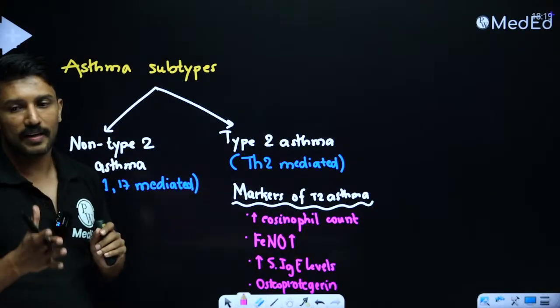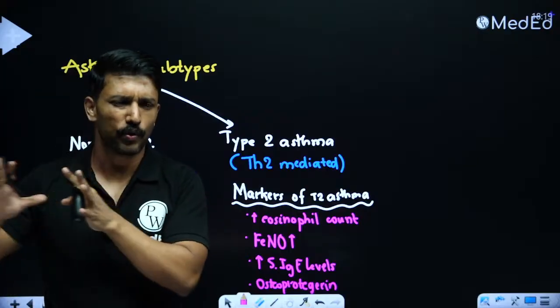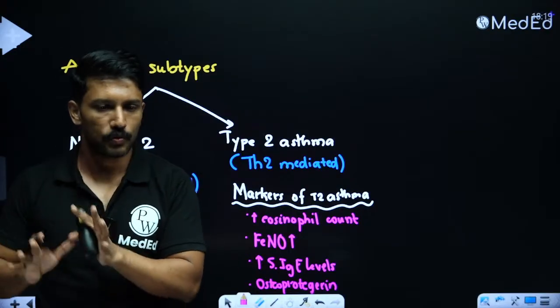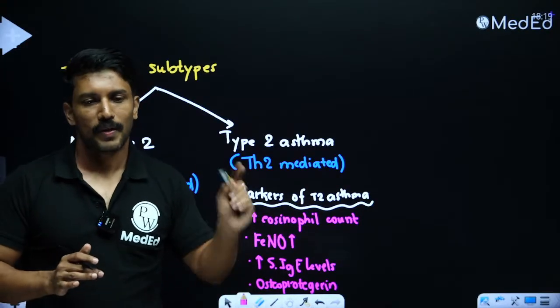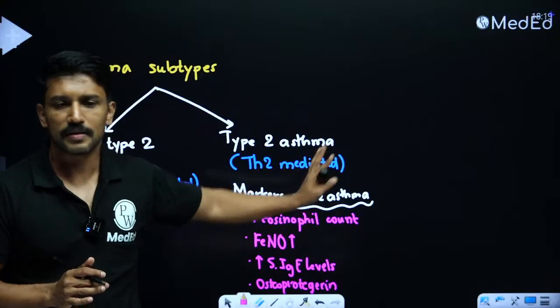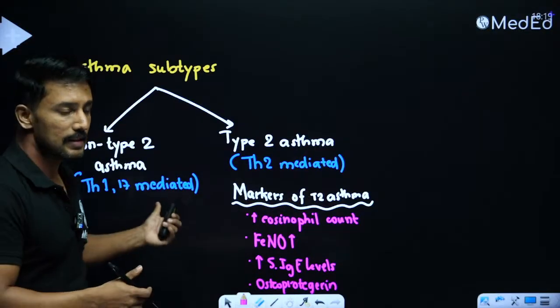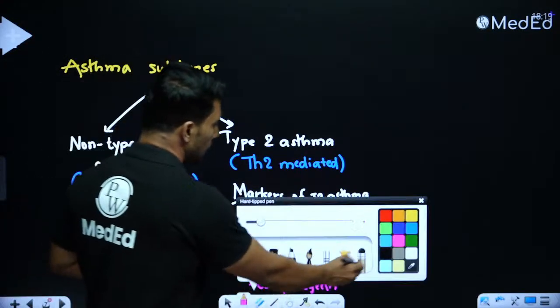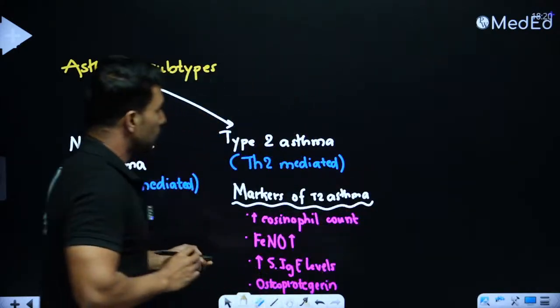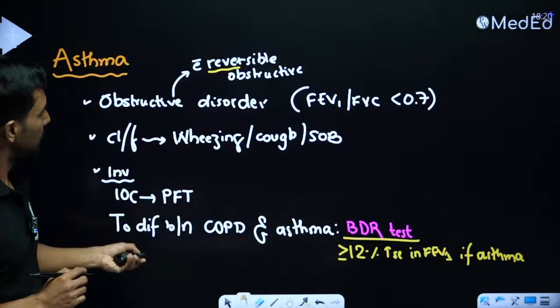There are no dedicated markers for non-type 2. We don't do any specific investigation. All we do is we check the markers for type 2. If they are positive, that means they are elevated, it is type 2. If they are not elevated, it is non-type 2. So now let us go back to this question.